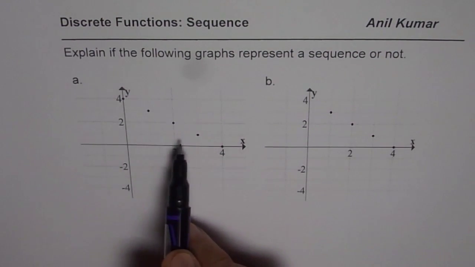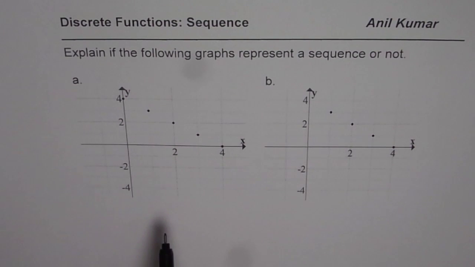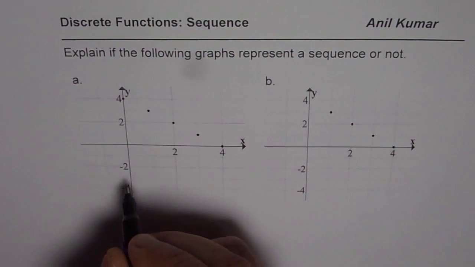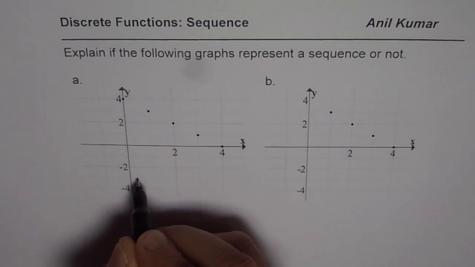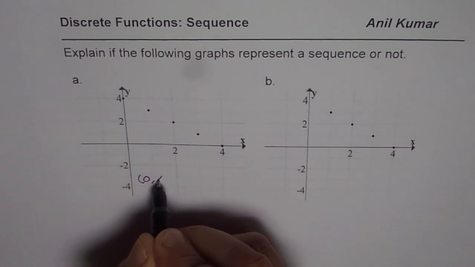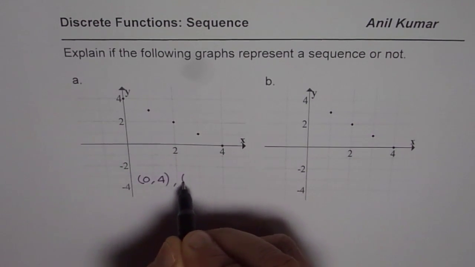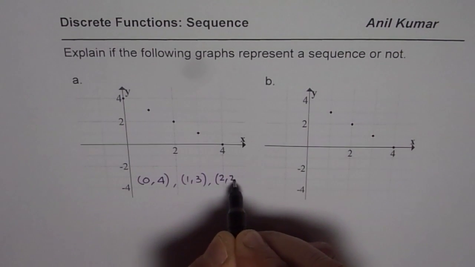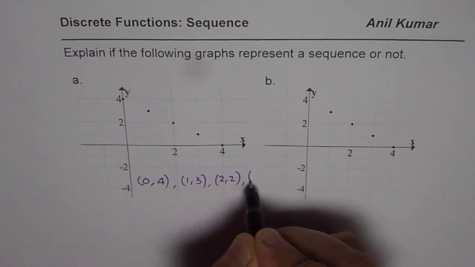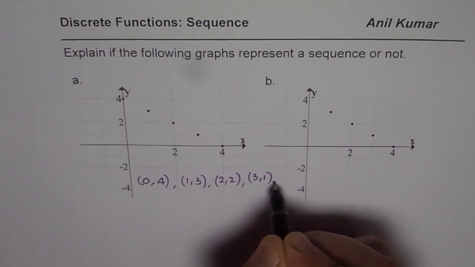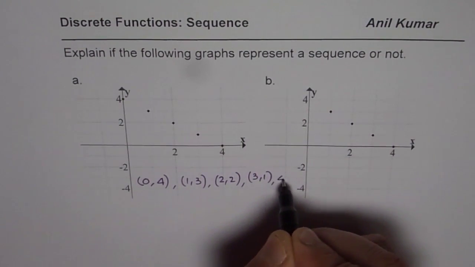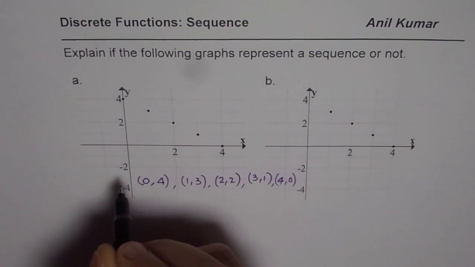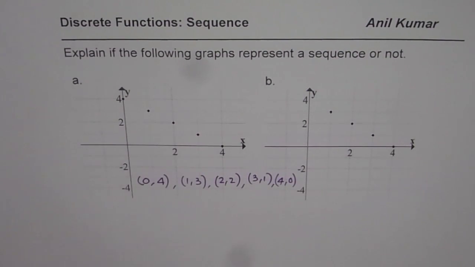Now we have dots on this graph which represent some coordinate pairs, and these coordinate pairs could be written in the first part as (0, 4), and then we have here (1, 3). The second one is (2, 2), and then we have (3, 1), and we have (4, 0), right? So (4, 0). So that is the representation of the dots which are given on the first graph.